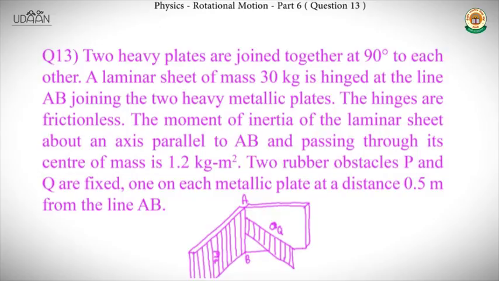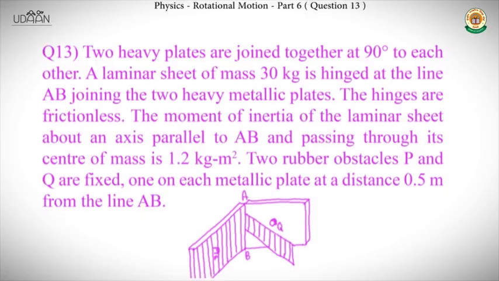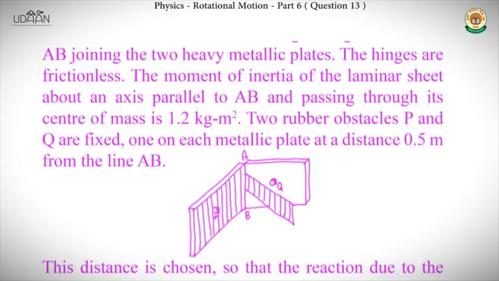Now we come to question number 13. Two heavy plates are joined together at 90 degrees to each other. A laminar sheet of mass 30 kg is hinged at the line AB joining the two heavy metallic sheets. The hinges are frictionless. The moment of inertia of the laminar sheet about an axis parallel to AB and passing through its center of mass is 1.2 kg meter square.